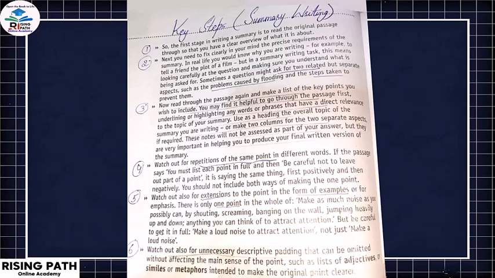The last and sixth point is to watch out also for unnecessary descriptive writing, padding, and figurative language. That is only for discussion and for the elaboration of points. For a summary, you don't need it. A summary should be relevant, it should be to the point.